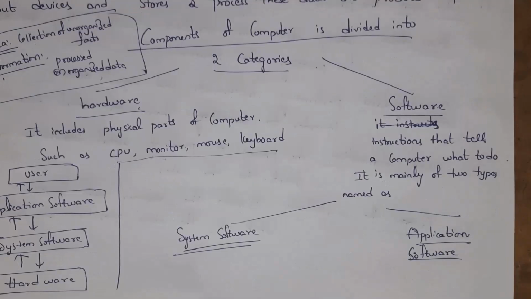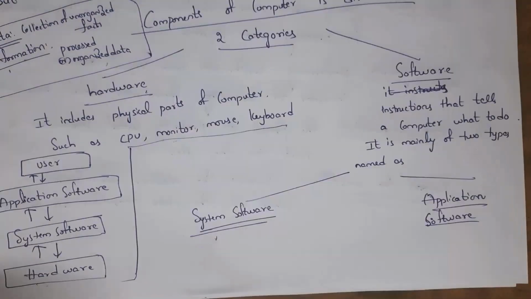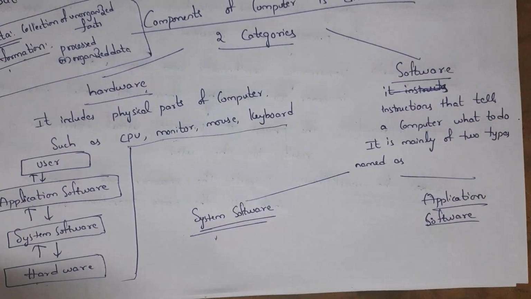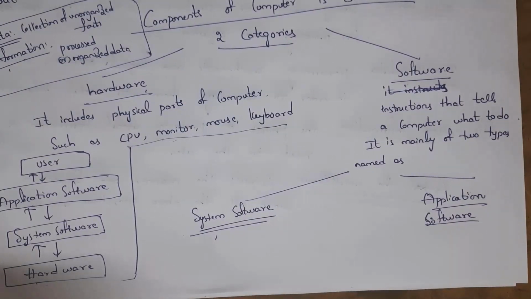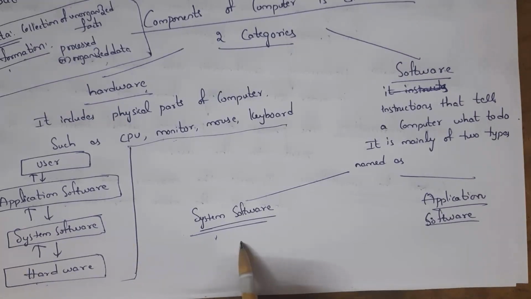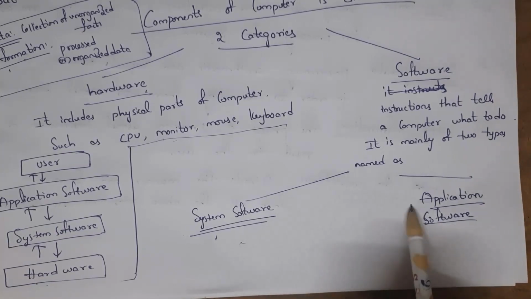And there are two types of software. One is system software and the next one is application software. Software which is designed for the system is known as system software. For example, Windows XP, Windows 10, Linux, all these are examples of system software because the software is designed especially for the system. And software which is designed for users is known as application software. For example, Photoshop, MS Office, all these are examples of application software because the software is designed for users for their personal use.